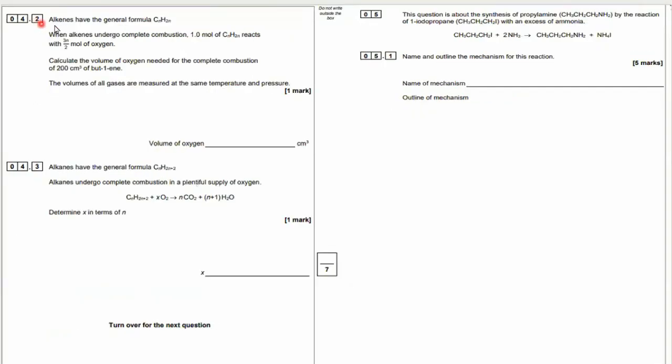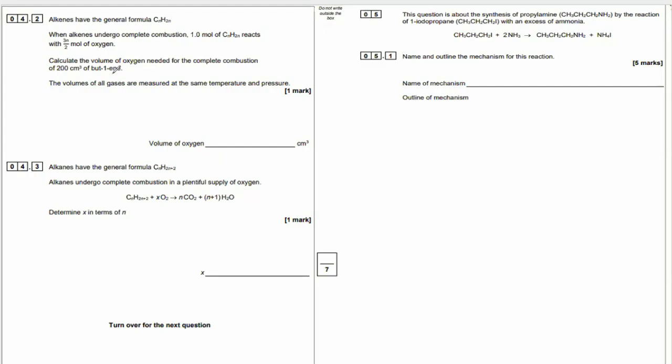So we're up to 4.2. Alkenes have the general formula CnH2n. When alkenes undergo complete combustion, 1 mole of CnH2n reacts with 3n/2 moles of oxygen. Calculate the volume of oxygen needed for the complete combustion of 200 centimeter cubed of butene. The volumes of all gases are measured at the same temperature and pressure. And this is worth 1 mark. They want our volume of oxygen. Okay, let's go.